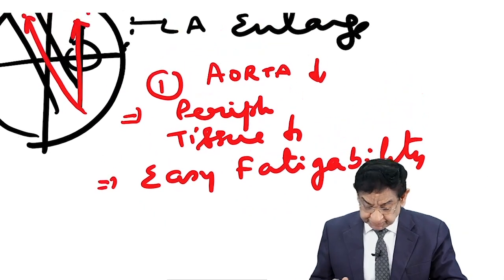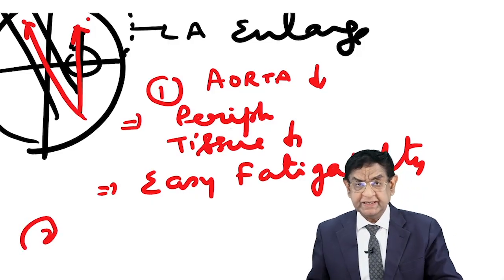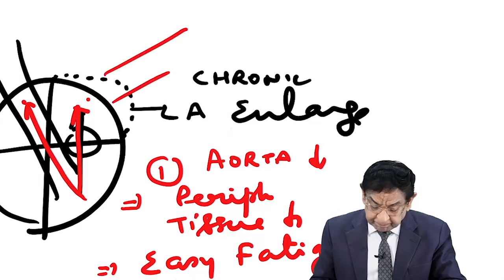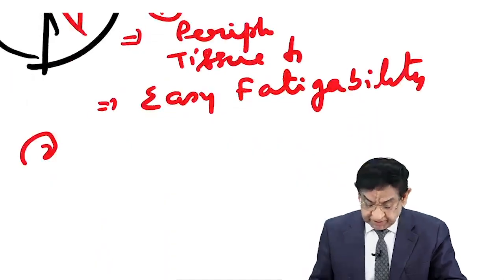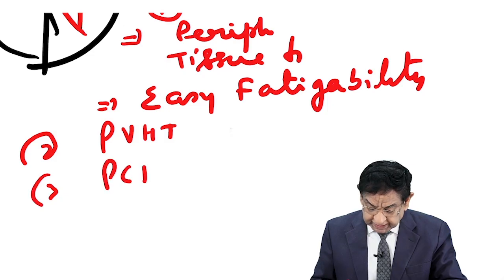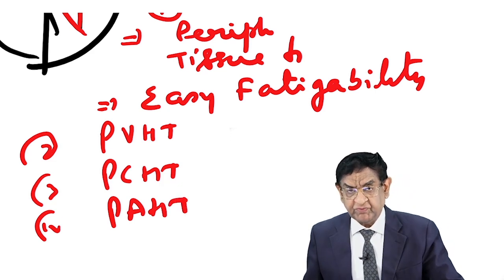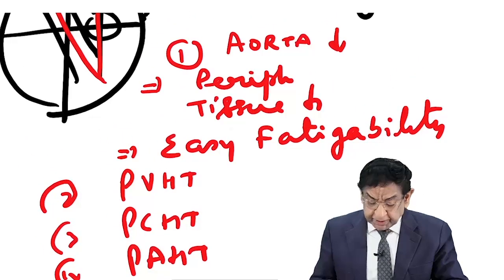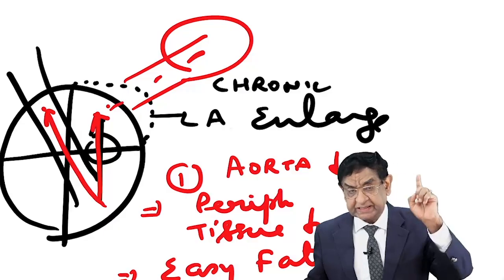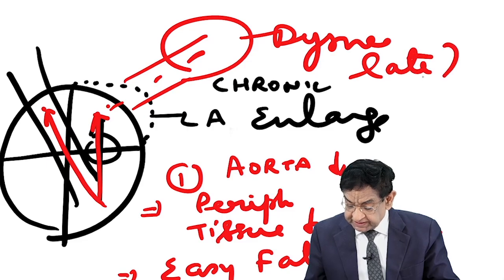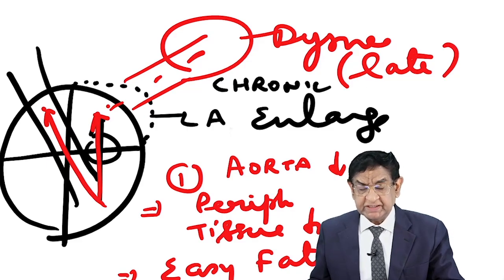Second thing, in due course of time, as the blood is coming to the LA, it is accommodating, but in the advanced stages, blood will start entering the pulmonary veins. It will lead to pulmonary venous hypertension. Same thing, pulmonary capillary hypertension, pulmonary arterial hypertension. The sequence will follow, but in due course of time, not suddenly. Particularly pulmonary capillary congestion will happen in the late stage. So dyspnea will happen, but it is a late feature. This is in contrast to mitral stenosis, where dyspnea was the early feature.